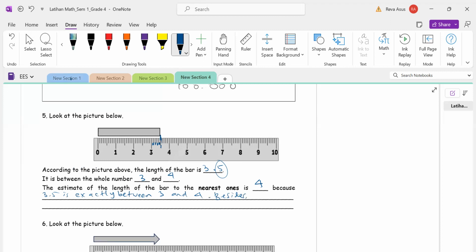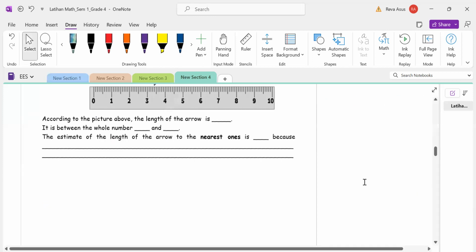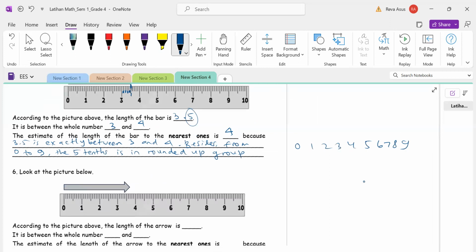Besides, from 0 to 9, the 5 is in the rounded up group. What does it mean, miss? We have 0, 1, 2, 3, 4, 5, 6, 7, 8, and then 9. If we divide this into two groups, this group is rounded down. This group is rounded up. Okay.